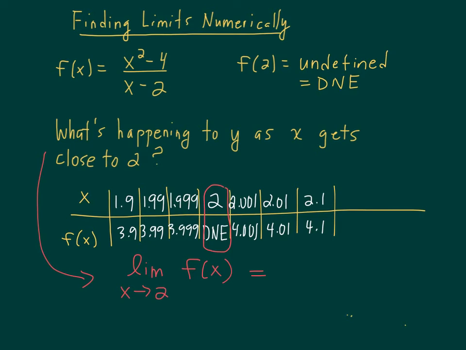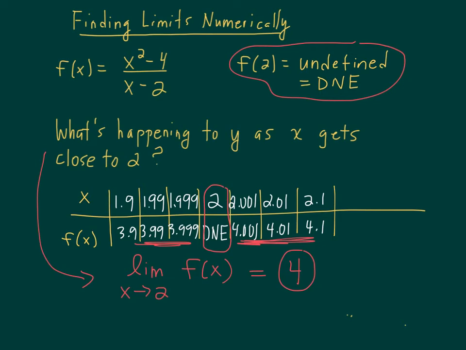So if we look at what's going on here, it's pretty obvious that as we approach 2 from each direction and get closer and closer to it, the limiting value is 4. Okay, so think of a limit as a y value. It's a height. So the limit as x approaches 2 is 4. Now, we said that f of 2 does not exist. However, notice that the limit does exist at that point.